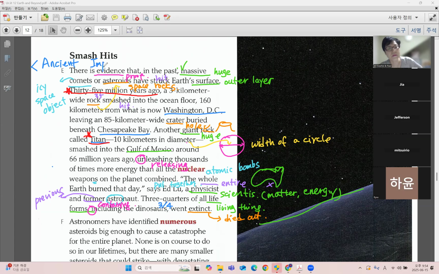Impact. So what is the impact? Or I can make it easier. Ancient smashy hit. Or you know the impact. So what is the effect? So many living things died out. So impact events, happenings.